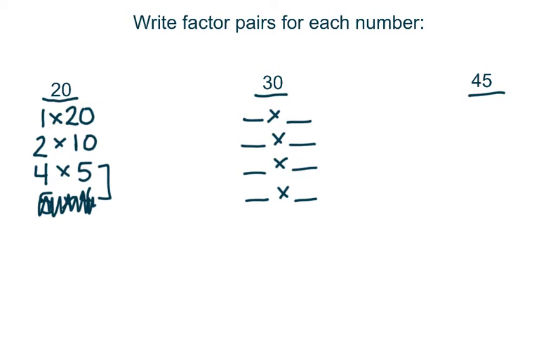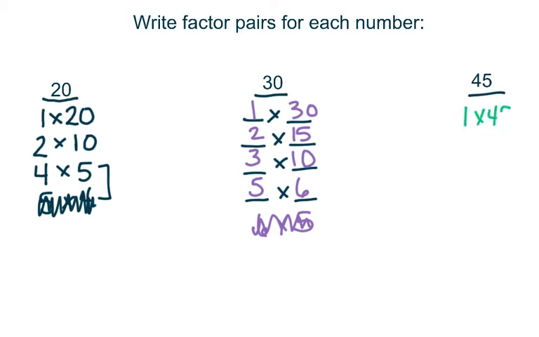For 30, I always start with 1 times itself. 2 times 15, 3 times 10, and 5 times 6. And if you kept going, 6 times 5 would be your turnaround fact. For 45: 1 times 45, 3 times 15, nothing times 4, 5 times 9, nothing times 6, nothing times 7, nothing times 8. You would get back to the turnaround fact.